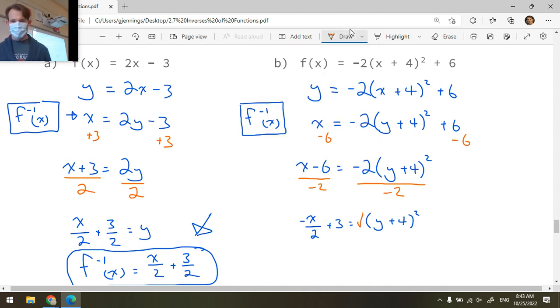I don't think we'll have it ready for this horror movie season, but I take the square root of both sides. I take the square root of both sides, and when I do so, I need a plus minus on the opposite side. Because the inverse of taking the square of something is to take the square root of it. That will undo the square on this side, giving me y plus 4 on that side. And on this side, I have plus minus the square root of negative x over 2 plus 3.